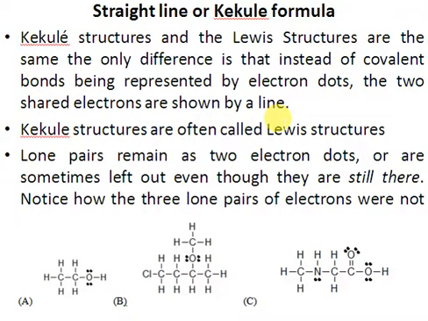However, if you have to differentiate between the two, just know that if the bonding electrons are shown by dots, then that's the Lewis formula or Lewis structure. But if the bonded electrons are shown by a line, then in that case this is known as a Kekulé structure.